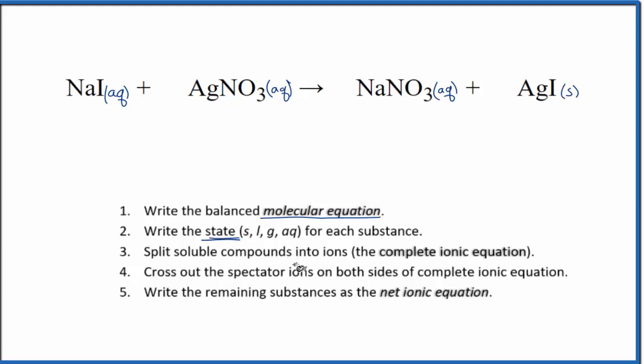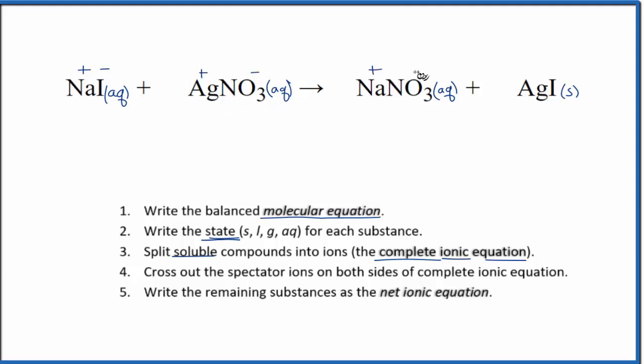Once we have the states, we can split the soluble compounds apart into their ions, and that's going to be the complete ionic equation. So if we look at the periodic table, sodium group 1, that is a 1 plus charge. Iodine, group 17, minus 1. Silver's a transition metal, but it's always 1 plus. And then the nitrate ion, you could look that up on a table of common polyatomic ions or have it memorized. This whole thing here, this nitrate ion, NO3, that has a 1 minus charge.